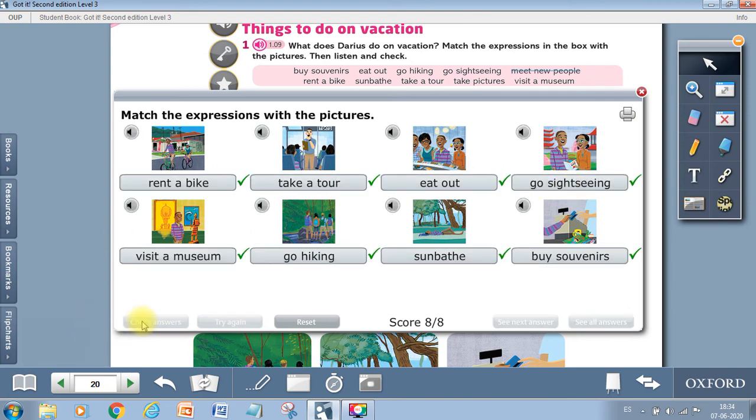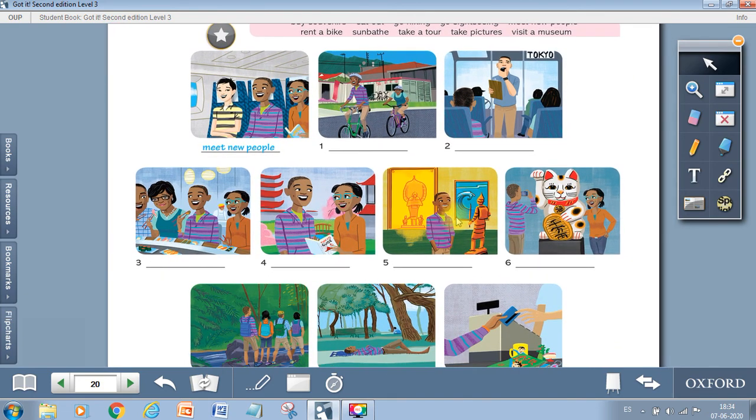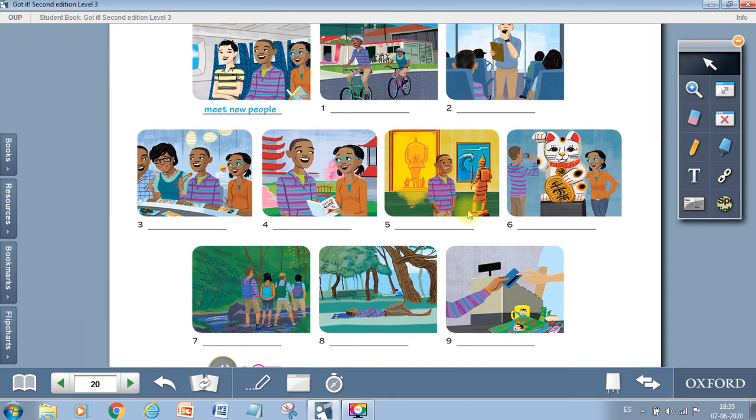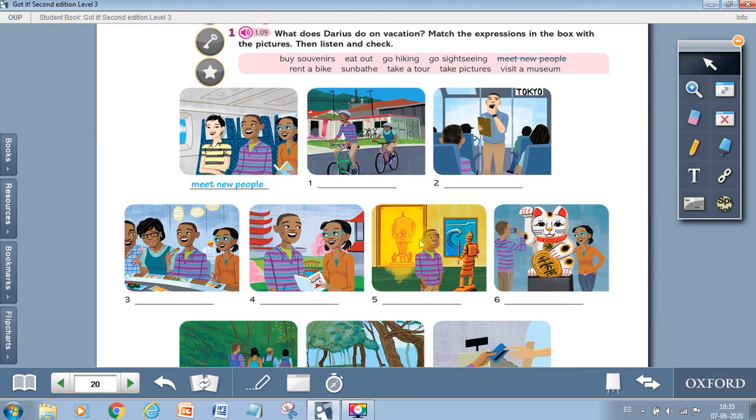Now, listen please, check pronunciation. Rent a bike. Take a tour. Eat out. Go sightseeing. Visit a museum. Go hiking. Sunbathe. Buy souvenirs. Okay, kids, perfect. Now, what is the idea? What do you think you have to do? You have to write all of this here, okay?